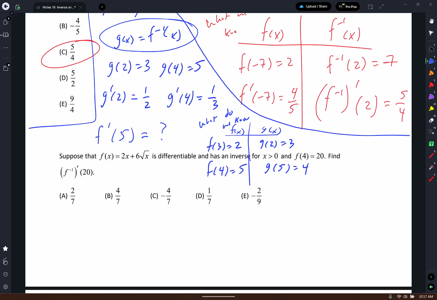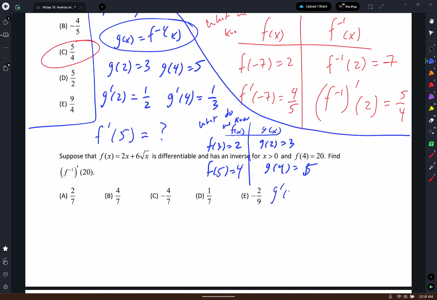Perfect. Okay. Now, what do I want to know? Oh, yeah. g of 4 is 5. Sorry, guys. Look at those mistakes. g of 4 is 5, so f of 5 is 4. Okay, are we still okay? All right, here we go.